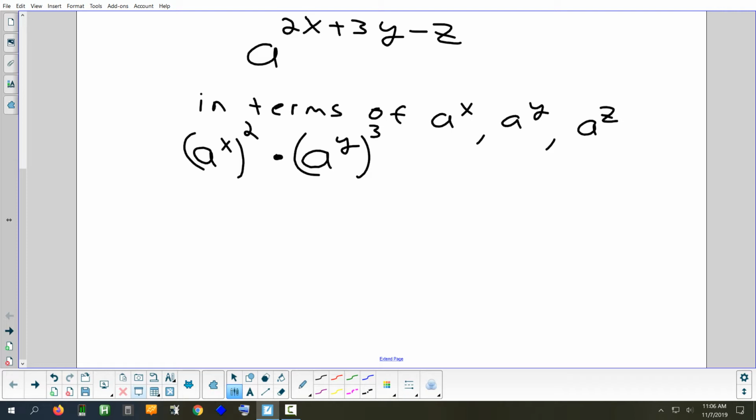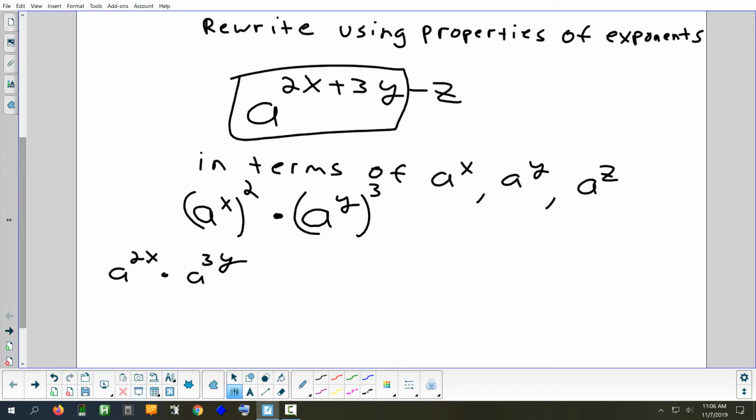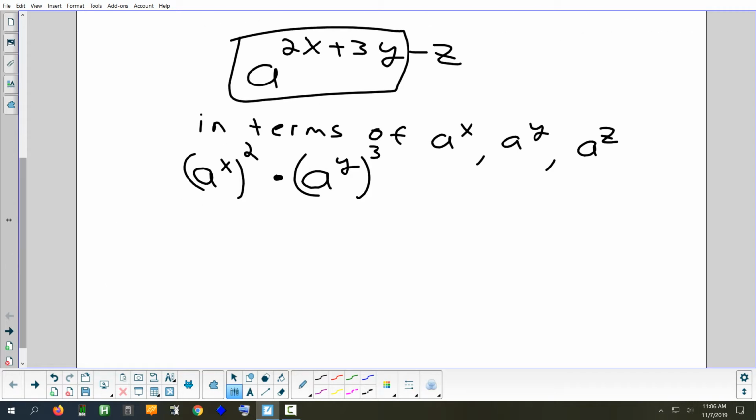So now you've got a to the x, which is really a to the x squared, which is a to the 2x. So this, if you did it off to the side, would be that, times a to the y times 3. And whenever you have bases that are the same, add the exponents. So that's a to the 2x plus 3y. So we've got up to here now. Now, what's the rule for when you subtract an exponent? Divide with the same base.